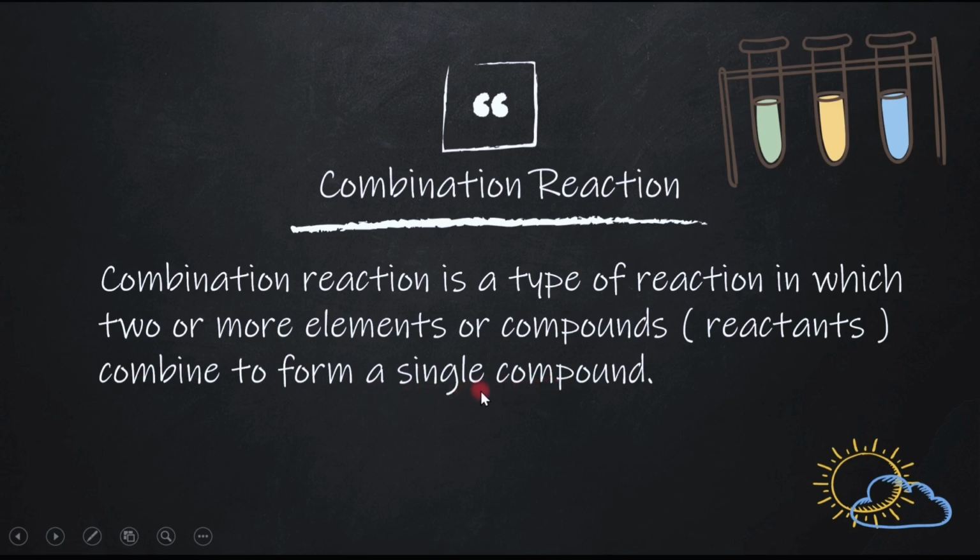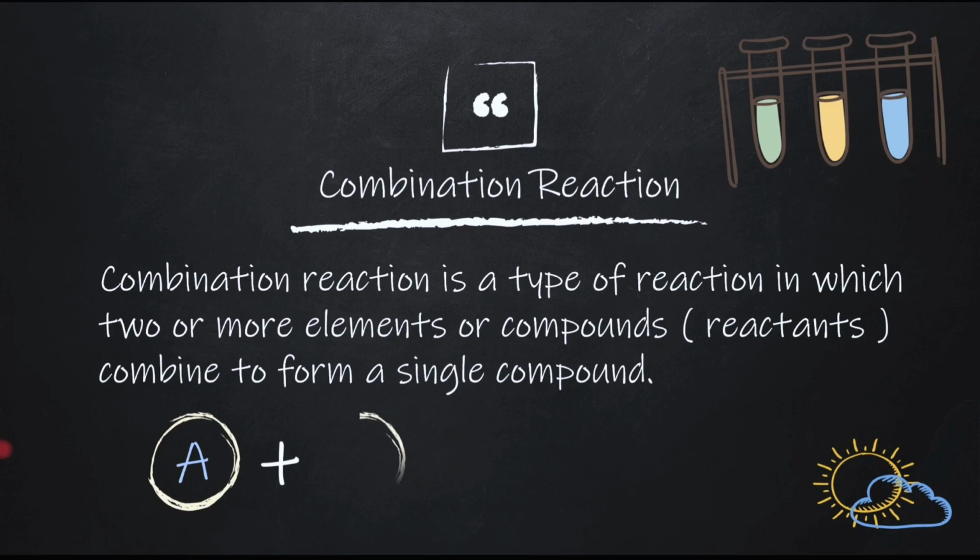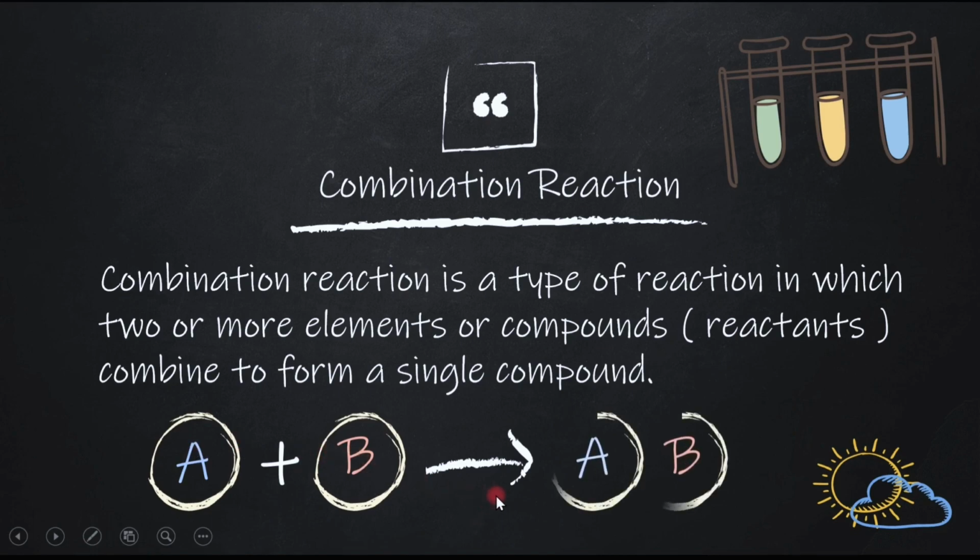Single compound is formed. This combination reaction is generally represented like this. First, there we will find reactants like A and B. Both of these are the reactants in the form of the element or compound and result in the formation of a compound. This is what is known as combination reaction.